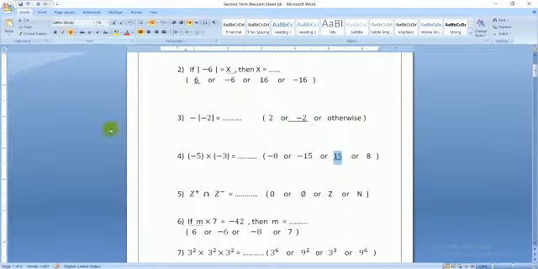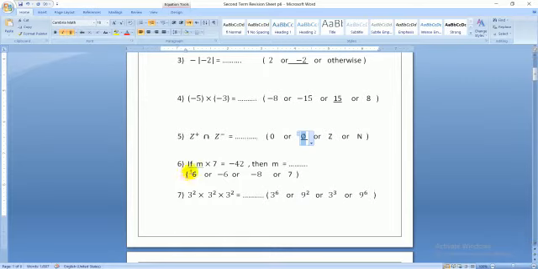Number 5, Z positive intersect Z negative. Z positive is 1, 2, 3, 4, and so on. Z negative is negative 1, negative 2, negative 3, and so on. So, what is the common between them? Intersect means common. What is common? Nothing. So the answer will be phi. Phi means nothing.